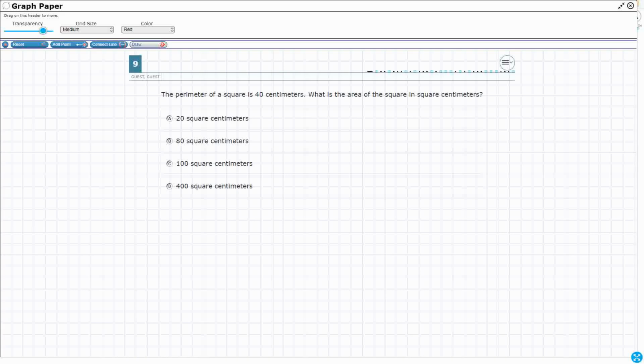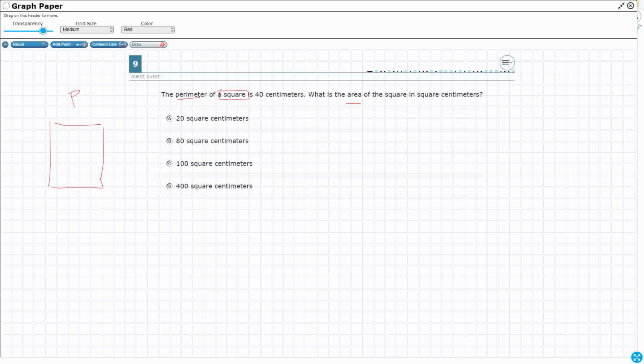So we have the perimeter of a square, and we need to use that to find the area. All right, well, the big clue for us is it's a square. So we can draw a square here, right? Four sides, all the same length, and the P equals 40. So the whole perimeter equals 40.